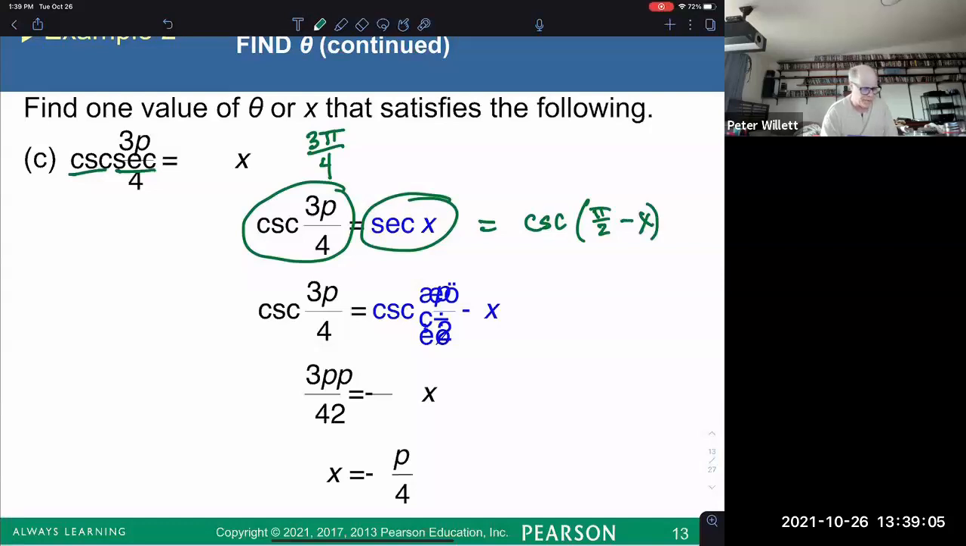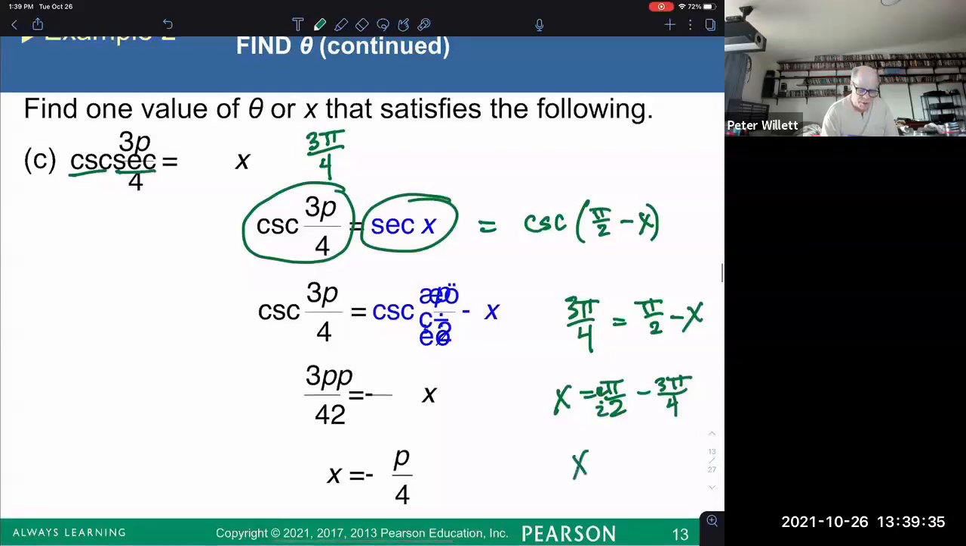Oh, this is so fun. So that would mean that cosecant of 3 pi over 4 is equal to cosecant of pi over 2 minus x, which means that 3 pi over 4 must be the same as pi over 2 minus x. So that means x is equal to pi over 2 minus 3 pi over 4. And I'd get a common denominator here by multiplying this by 2 over 2. And that would give me x is equal to negative pi over 4.